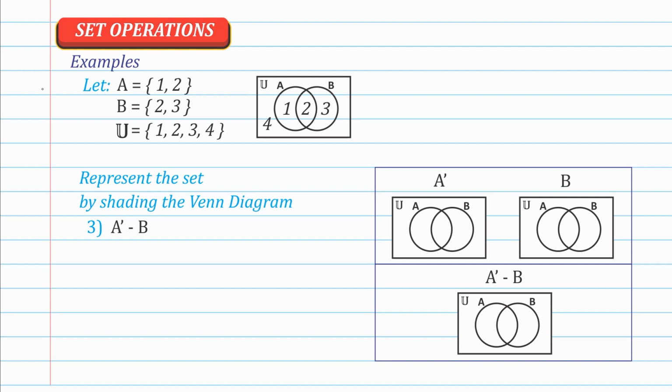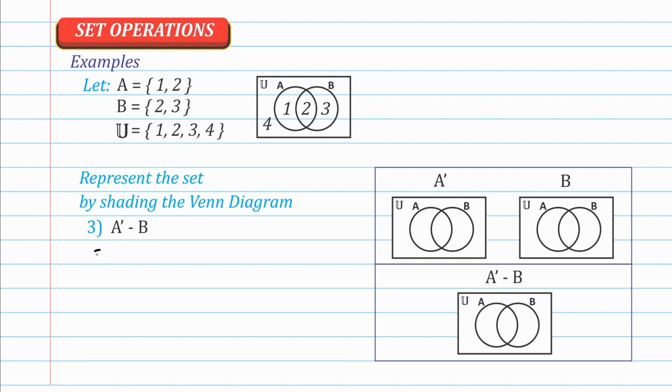Let's answer number 3. Let's get A prime minus B here. Now, if we look at this one, according to the PEMDAS rule, parenthesis, there's none. But after parenthesis is E, exponent. We don't have an exponent, however, we have a complement. And that should come first before doing any subtraction or difference here. So, let's get A prime first.